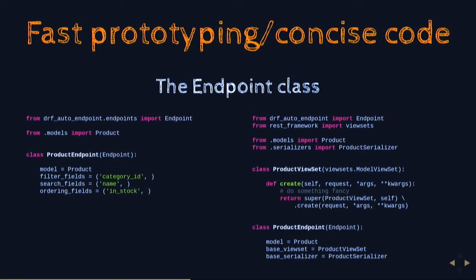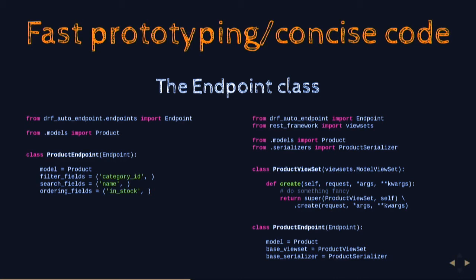The first thing it provides is fast prototyping. It does that thanks to the endpoint class. The endpoint class is very similar to the Django admin class, the model admin class. So it can be very simple. You just need to declare the endpoint and tell it the model it's going to use. The only line you actually need is model equals product. And then, as with the admin, you can declare other properties like search fields, filter fields, or ordering fields. And the endpoint is going to inspect those properties and import the necessary backends into Django REST framework to allow you to do filtering and stuff like that.